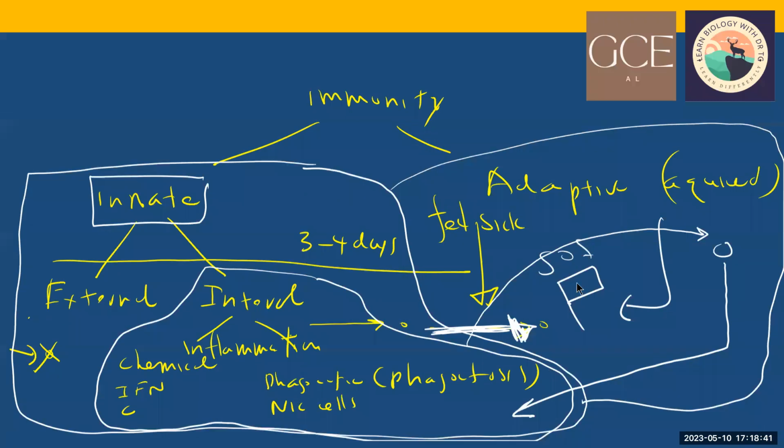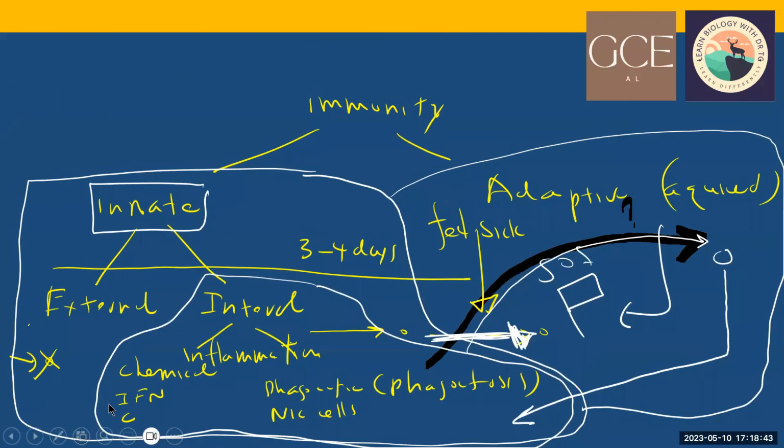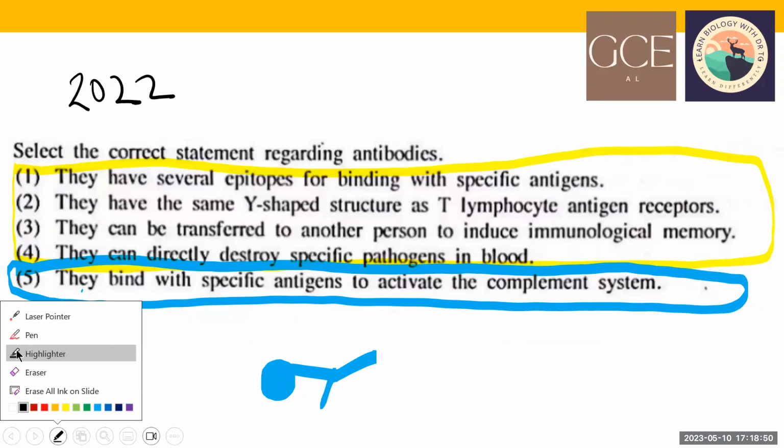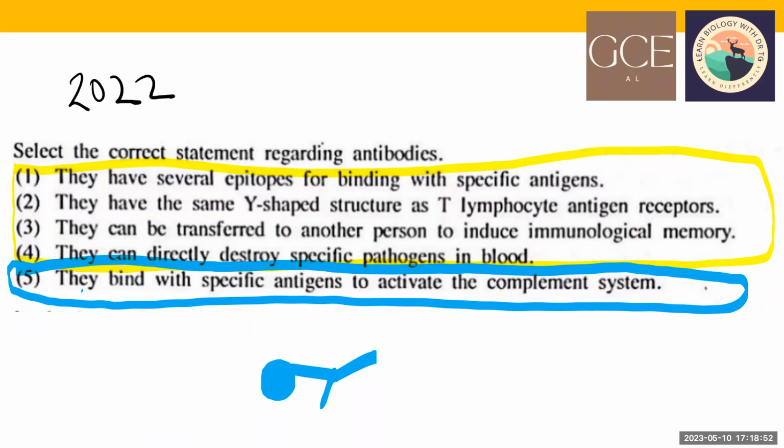Here they use the word system, complement system, and we learn it as complement protein. So complement proteins all together in activation is a complement system. Now it is 100% clear. Antibody binds with specific antigen to activate the complement system. So this statement is correct.